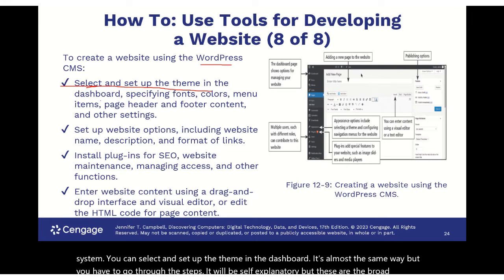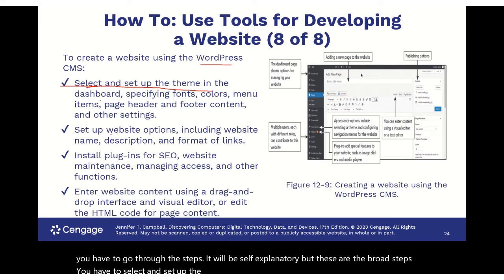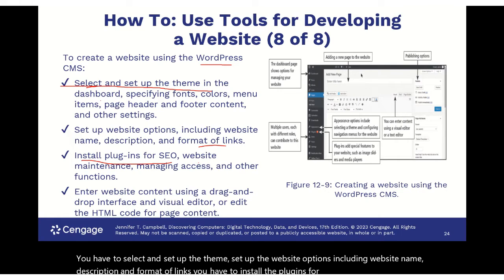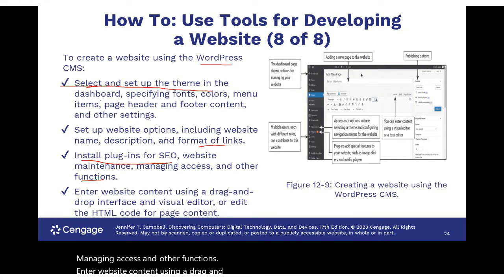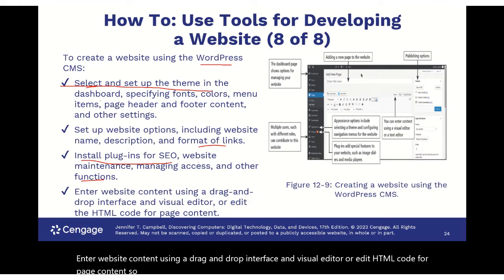You have to select and set up the theme, set up the website options, including website name, description, and format of links. You have to install the plugins for SEO, website maintenance, managing access, and other functions. Enter website content using a drag and drop interface and visual editor, or edit HTML code for page content. So similarly, you can go to wordpress.com and start your website development there as well.